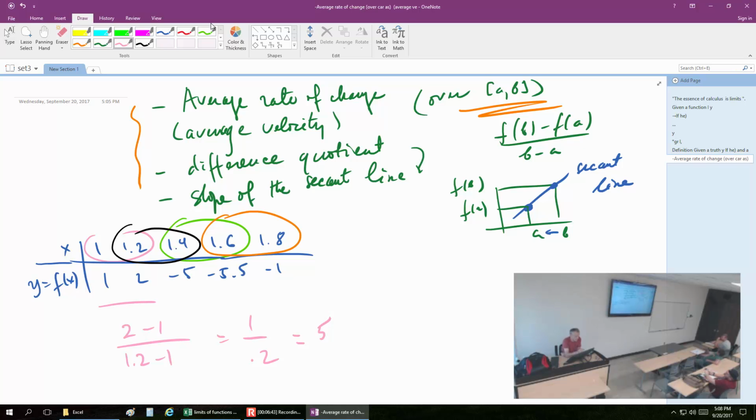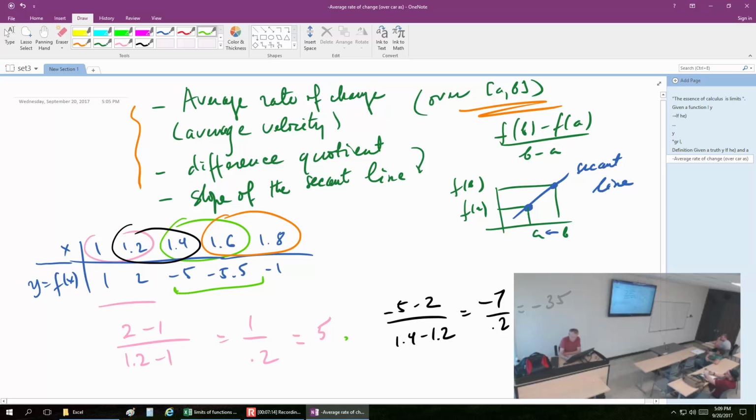Okay, and then you keep going, and the next one is what? 5 minus 2 over 1.4 minus 1.2, so it's negative 7. I'm sorry, negative 7 over 0.2, which is negative 35. Okay, so once again, another average rate of change. Okay, so let's take the green one. So this one over this interval.